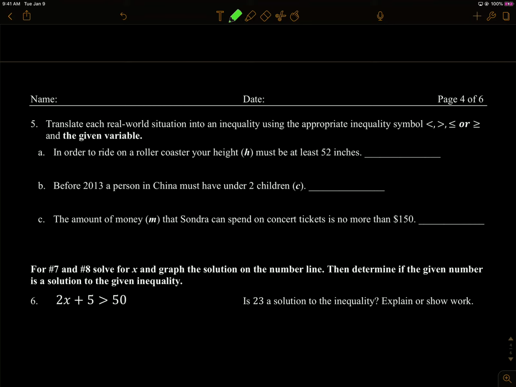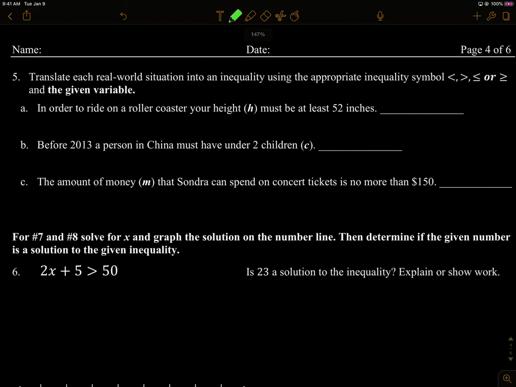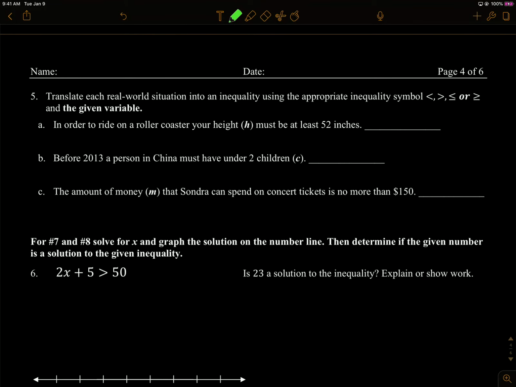All right, so we're going to look at inequalities here. First, we're going to do a little practice interpreting a statement and writing the inequality that represents that statement. The first one is, in order to ride on a roller coaster, your height must be at least 52 inches. So we'll say height has to be bigger than or equal to 52 because it's at least 52 inches.